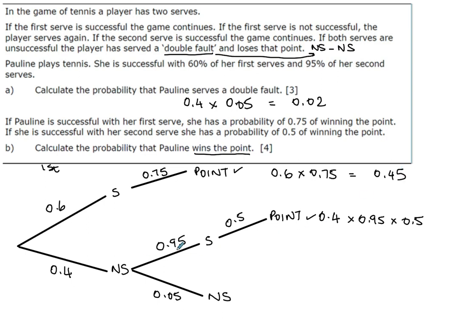And that one there will be 0.4 times 0.95 times 0.5 equals 0.19. And if we total it, because it's either that one or that one, plus 0.45, you get 0.64. Okay, so that's the probability she gets a point.